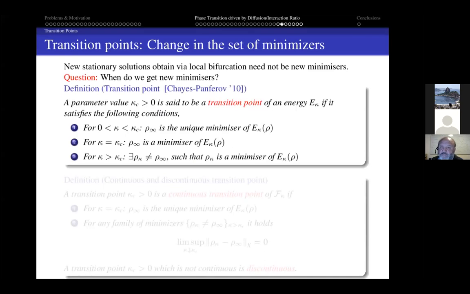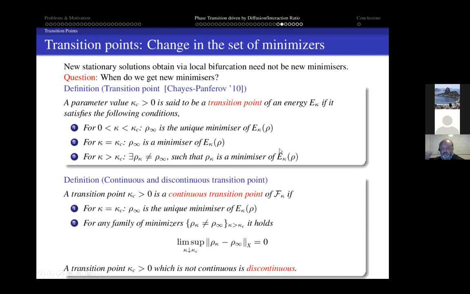So here I'm just going to define what we mean exactly by a transition point. Chayes and Panferov define what the transition point is, and they define it as follows. Before kappa c, the constant is the unique minimizer of the free energy. They define this in general for an energy functional. At kappa c exactly, rho infinity is still a minimizer of the energy. And for kappa larger than kappa c, there exist other densities, different from the constant, that are minimizers of the energy.